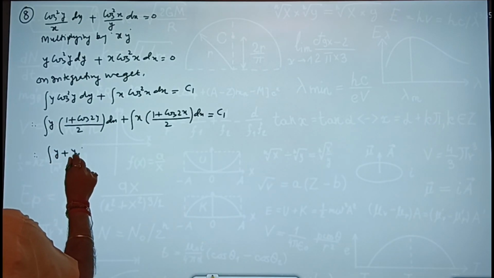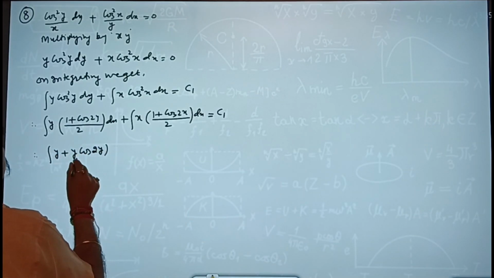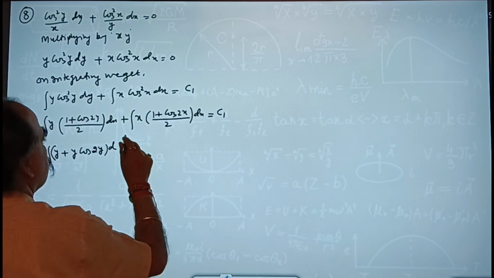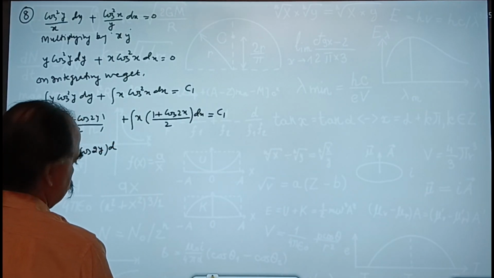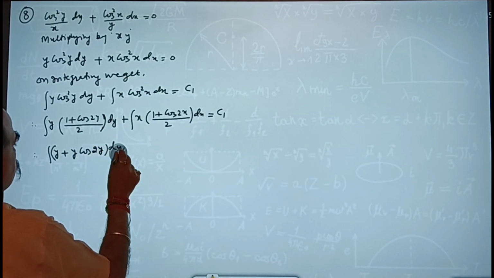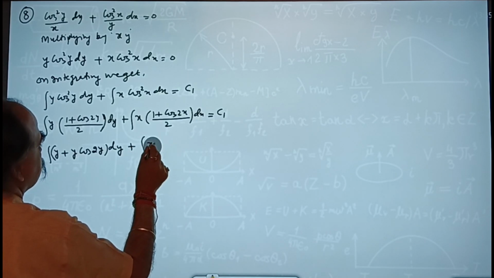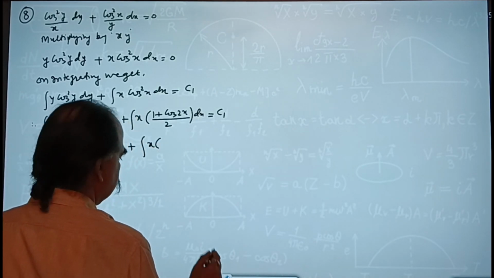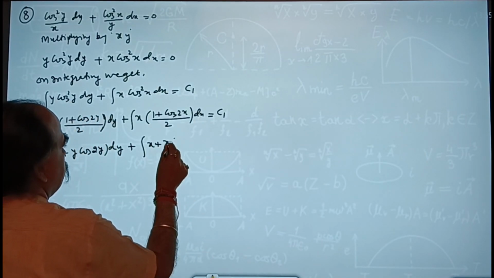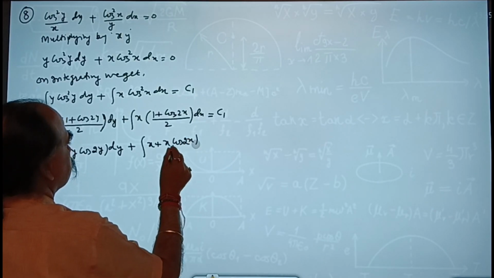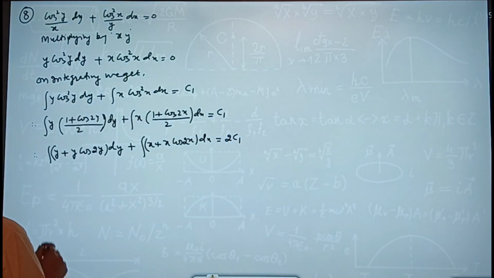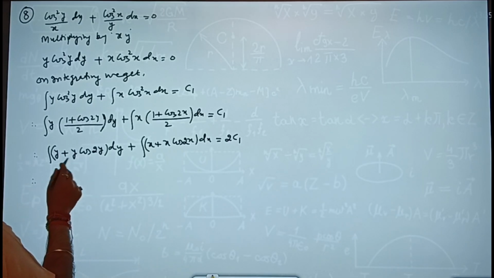y plus y cos 2y dy plus x plus x cos 2x dx is equal to C1. Now separate. Integral y is what?